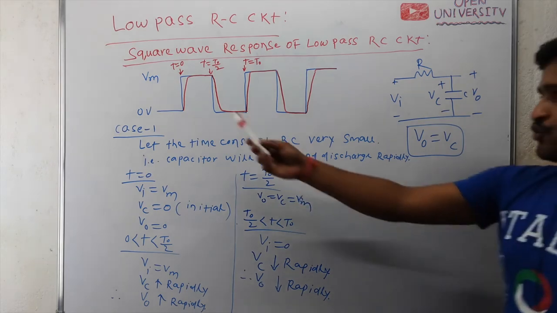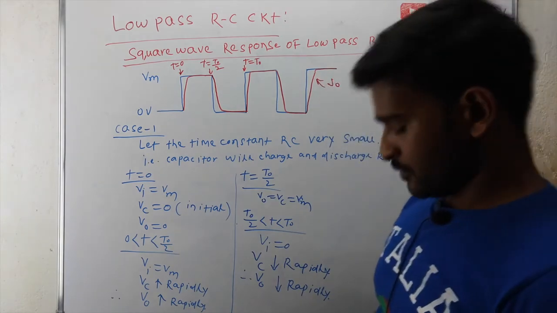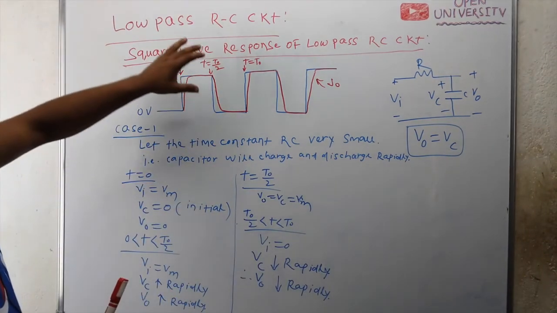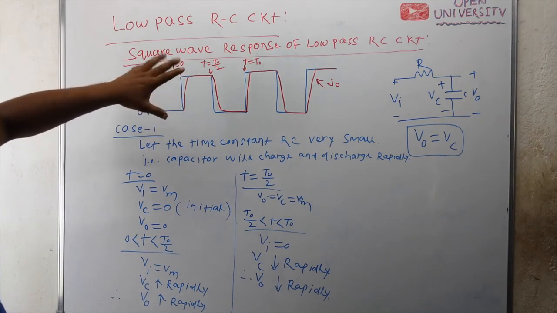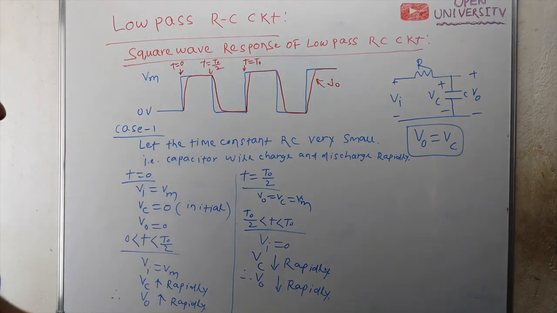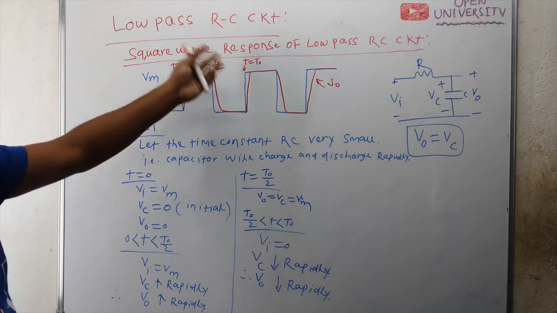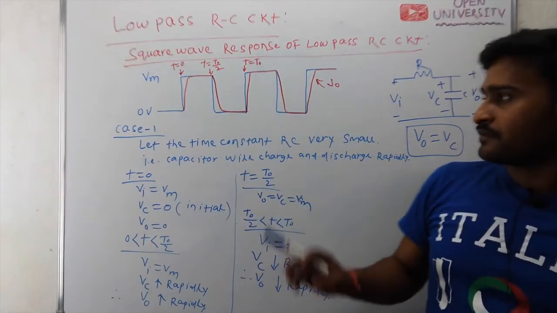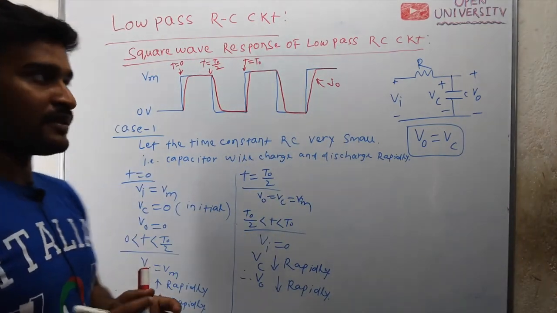This is the square wave response. This is the output waveform, V naught waveform. The red color is the output waveform. So that means when the time constant is very small, output waveform and input waveform are almost the same. So no wave shaping occurs when the time constant is very small. But you will see when the time constant is very high, then the low pass RC circuit will have excellent wave shaping.